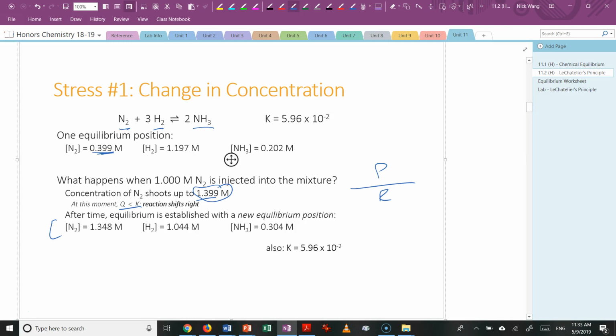If you were to go through again and recalculate K using these values, you would once again get 5.96 times 10 to the minus second power, which is the same K from up here. So how did this equilibrium relieve stress when you injected a bunch of N2? It would shift to the right. There's maybe some intuition you have here: if you overload one side of the equation, in this case the reactant side, it's going to shift to the right to relieve it. You're going to consume a bunch of reactants and then generate a lot more products.